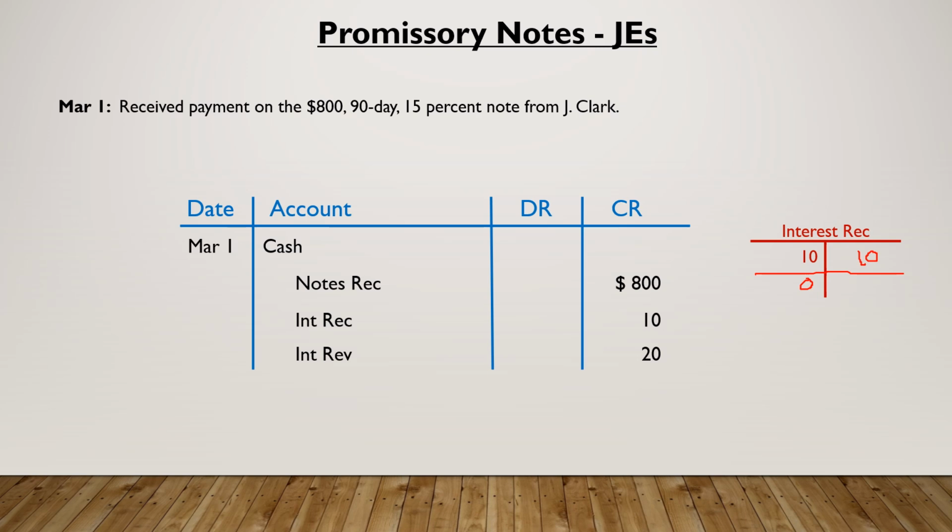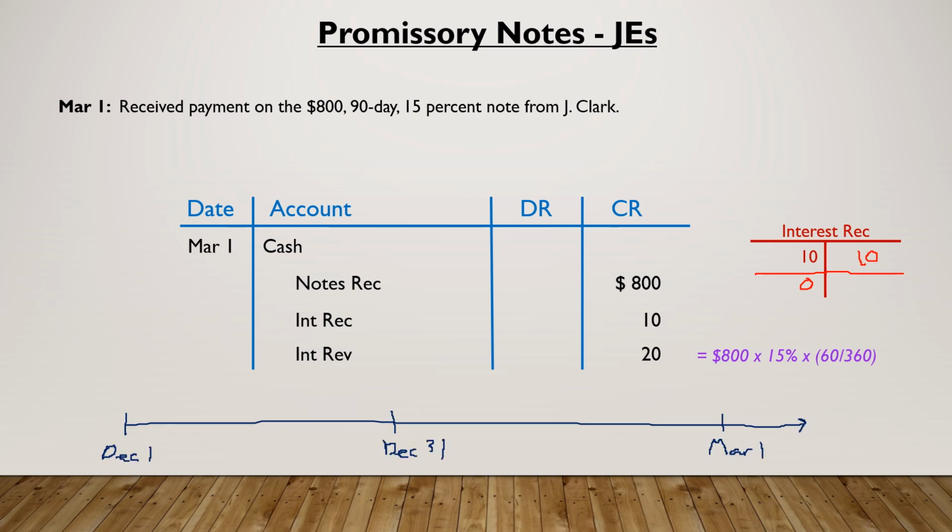Here, the time period component of our calculation is the 60 days from the beginning of the year until the current date. Total cash collected will be $830.